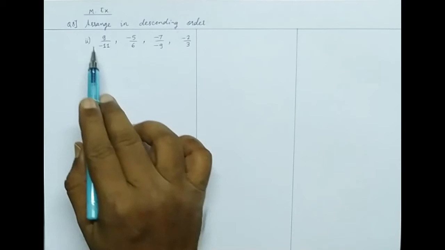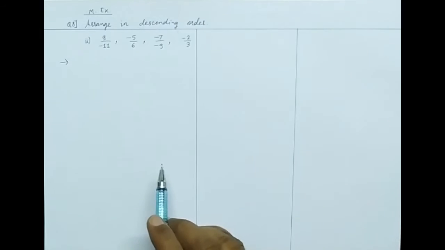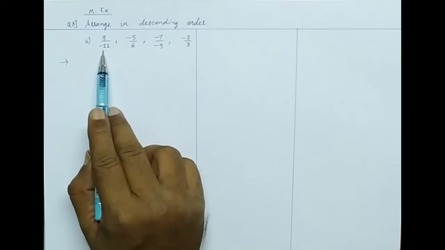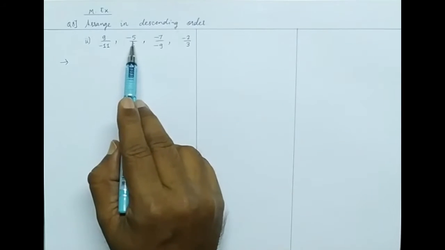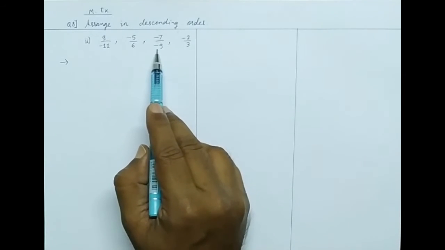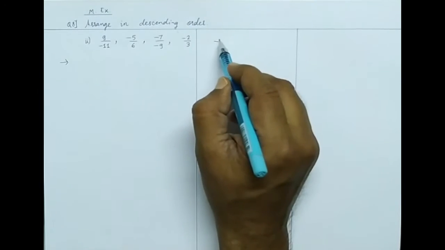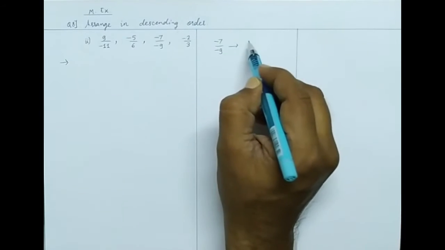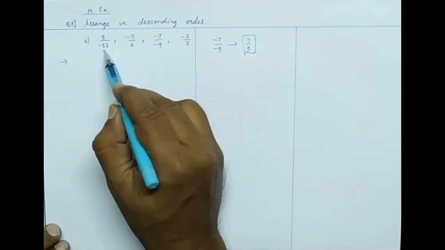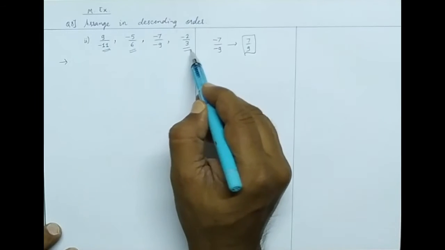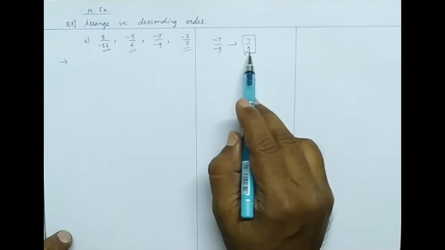Again second sum, arrange in descending order. Again we should sort out the positive numbers and negative numbers. Now this is a negative number. Here the denominator is negative and the numerator is negative, both negative, so this is a positive number and this is a negative number. So minus 7 upon minus 9 is actually 7 upon 9, a positive number. So among these, this is the greatest number. So in descending order, first this number will come.